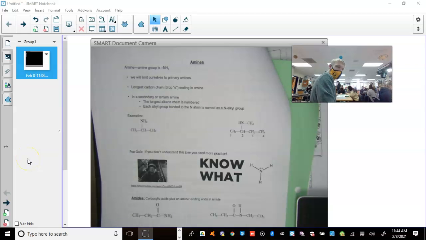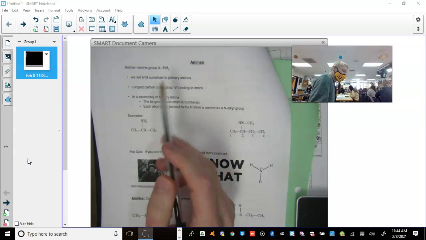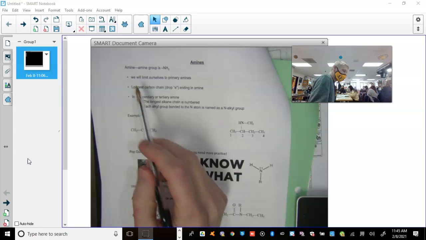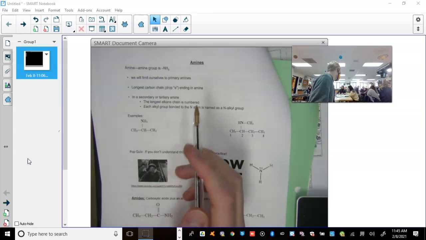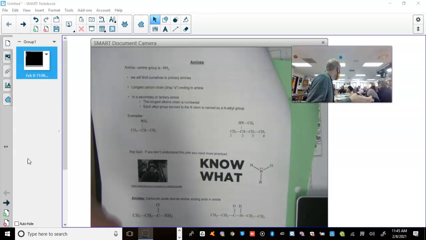All right. Today we are talking about amines and amides. Let's see. What is an amine? It's an NH2. Have you heard of an amino acid? Yes, because it's got a bunch of NH2s hanging off of it. What other functional group do you think is in an amino acid?